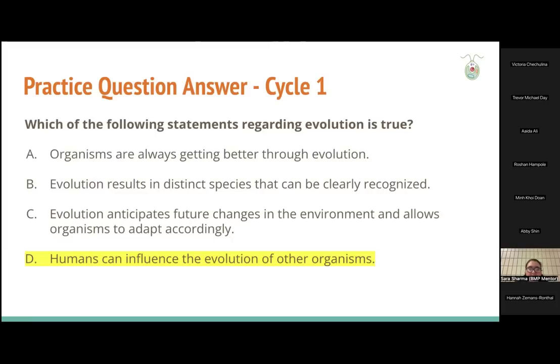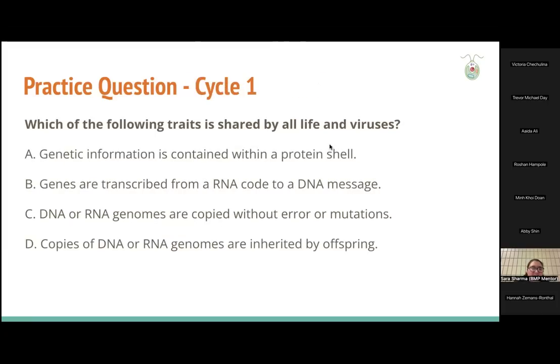And then I think we have one more question, if I'm not mistaken. Yes, okay. Which of the following traits is shared by all life as well as viruses? So pause and think about an answer. Okay, next slide. All right, so D, copies of DNA and RNA genomes are inherited by offspring. This is important, so let's go through why each of the others is wrong. A, genetic information is contained within a protein shell. Remember that the protein shell, that outer layer, isn't always there, only in some viruses.